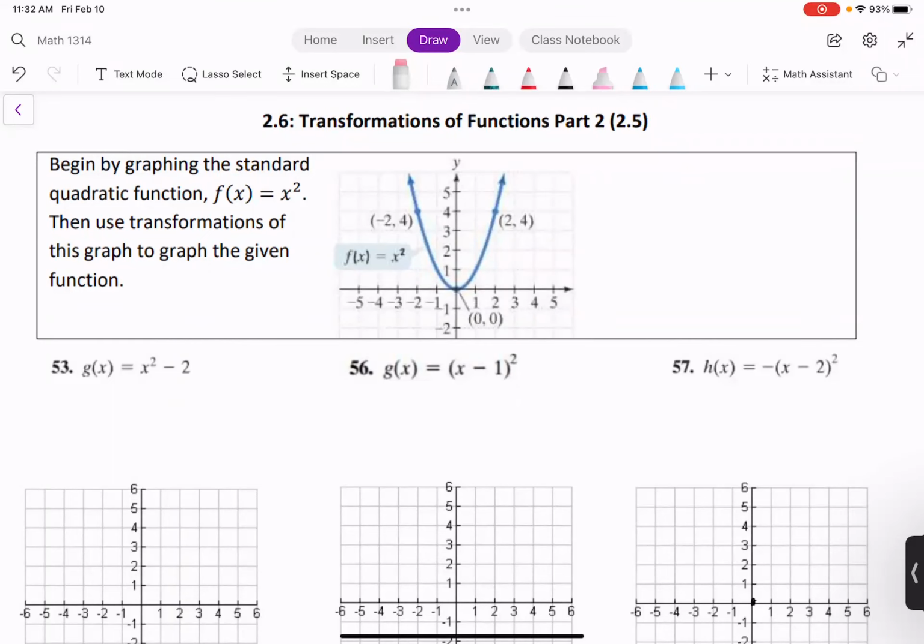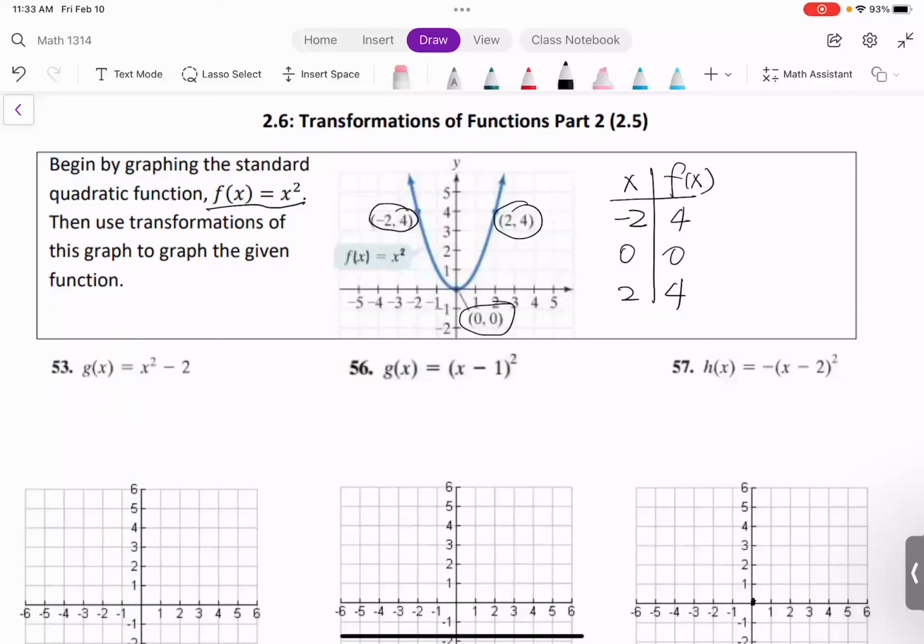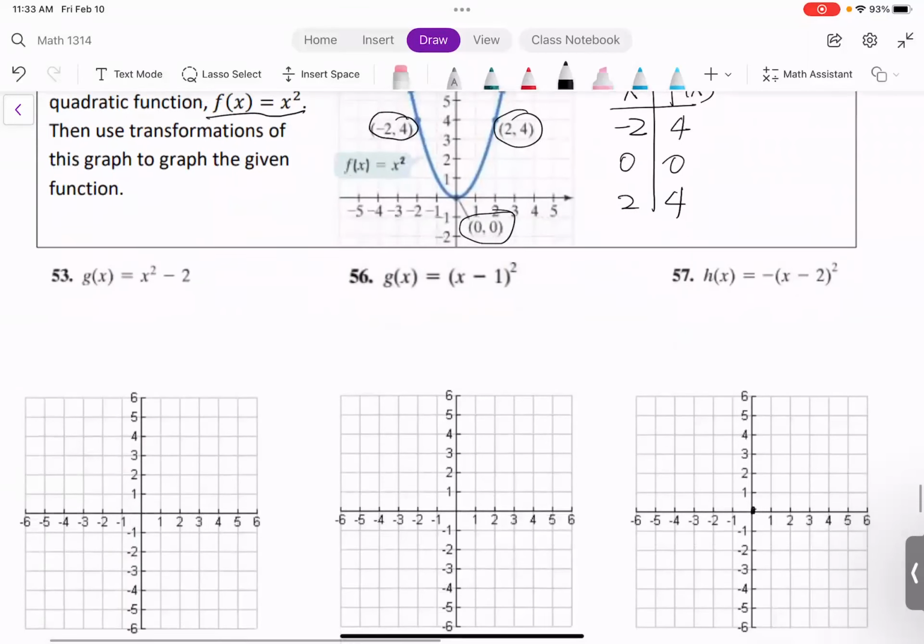Okay, let's see the first example, f of x equals x squared. It shows us the graph of the function is a parabola that opens upward. It gives us three key points. If I list the three key points in a table, here is x and here is f of x. The three key points are -2, 4, 0, 0, 2, 4. And based on these three key points, let's do the transformations.